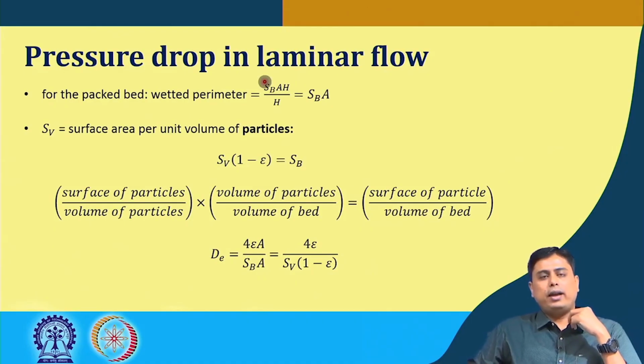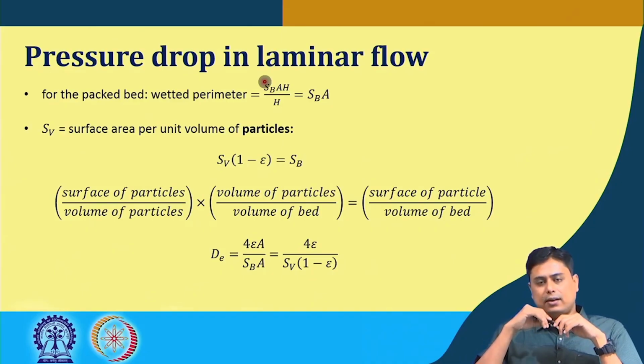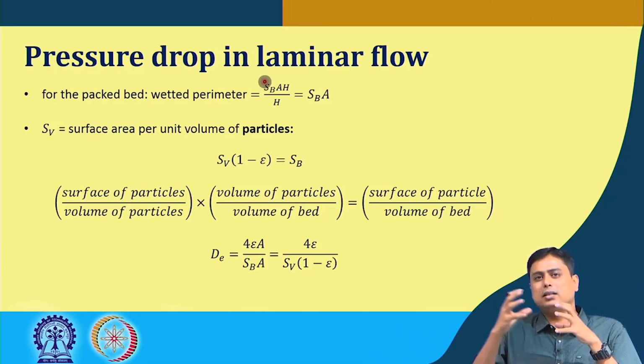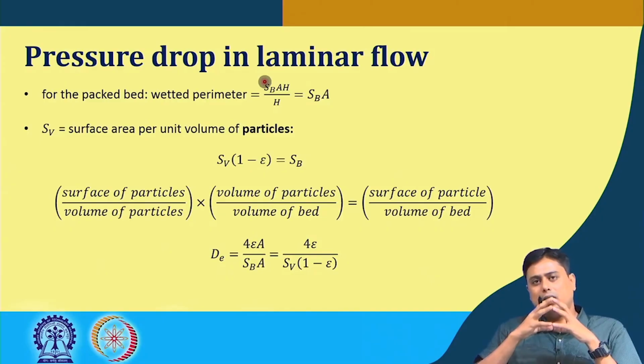Now, if we define another quantity, that is the surface area per unit volume of the particles, Okay. So, surface area per unit volume of the particles, S V, then S V multiplied by 1 minus epsilon. 1 minus epsilon is basically the solid quantity, multiplied by the surface area per unit volume of the particles, is basically the surface of the particles per unit volume of the bed.